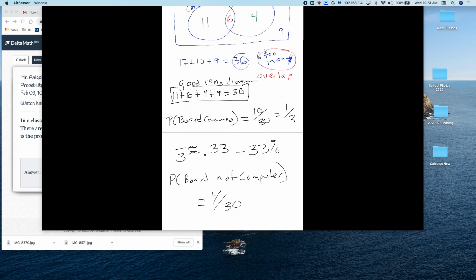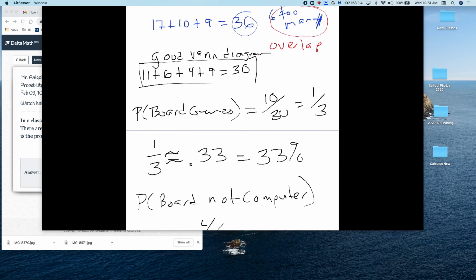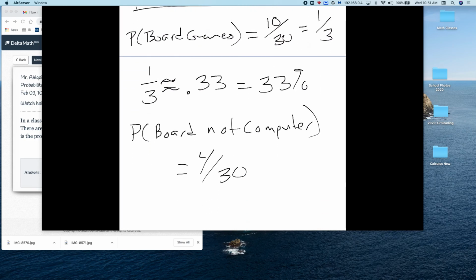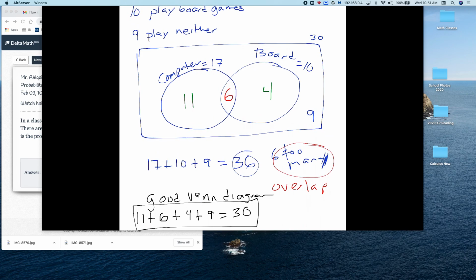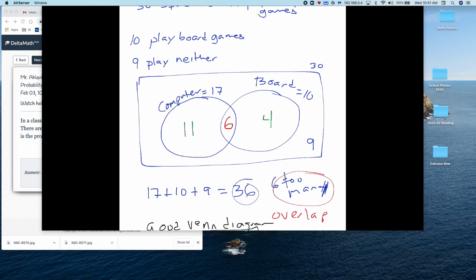Hopefully that makes sense. Take a look at that. I'll scroll up here. That's the key, making that diagram right there. If you have questions, make sure you ask.